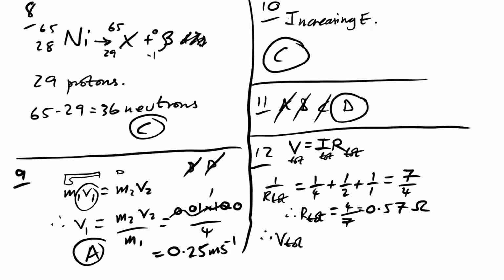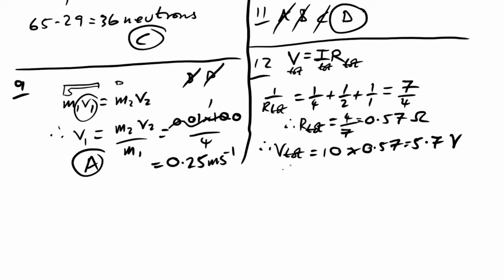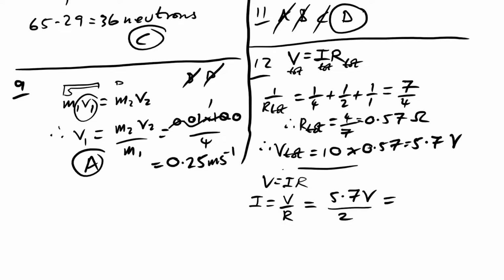Therefore V total is going to be I times R. So that's 10 times that 0.57, so that's 5.7 volts. Now that we have that, let's use V equals IR again, but for the 2 ohm resistor, current is equal to V divided by R. V is the same as the total V because they're all in parallel with each other. So divide that by the 2 ohms and we should end up with 2 point something. So I reckon it's going to be B, and sure enough, it is.